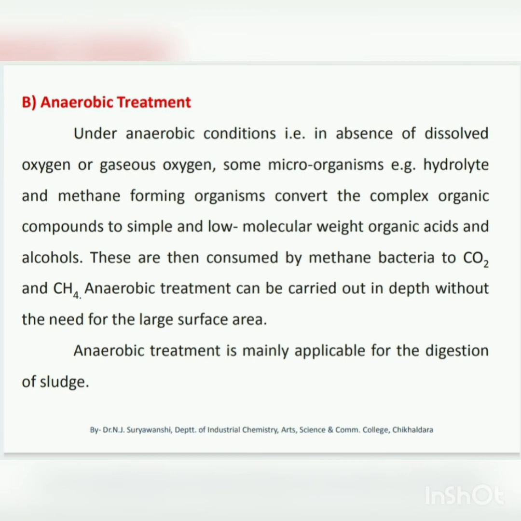The process is less expensive but less effective as compared to aerobic treatment because of dark color, odor, and higher residual BOD. Anaerobic treatment is mainly applicable for digestion of sludge. However, organic liquid waste from dairy and slaughterhouse were treated by this method economically and effectively. The efficiency of this method depends upon pH, temperature, absence of oxygen, and toxic materials.